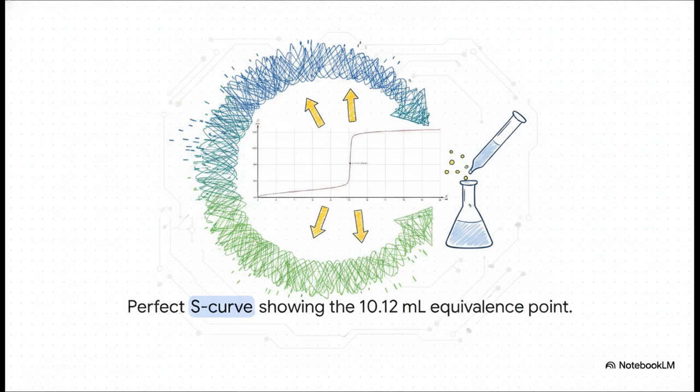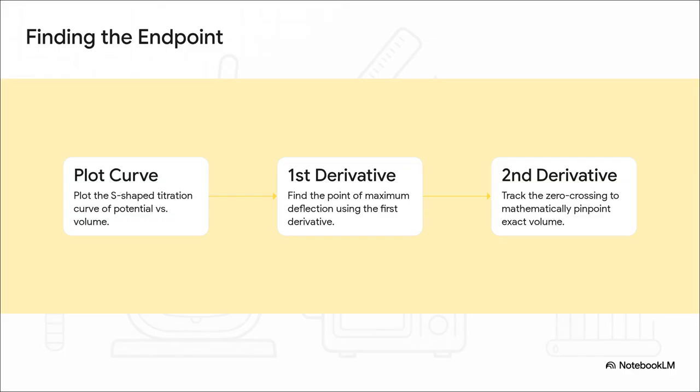Instead of an analyst crossing their fingers, hoping to spot a faint color change and quickly writing down a burette volume, the instrument is mathematically hunting for the steepest part of this curve. Like in this specific graph, we see this huge leap in potential right at exactly 10.12 milliliters. But that begs the question, how does an automated machine actually know where the steepest microscopic point on that slope is? Well, to find that exact point, we bring in some calculus.